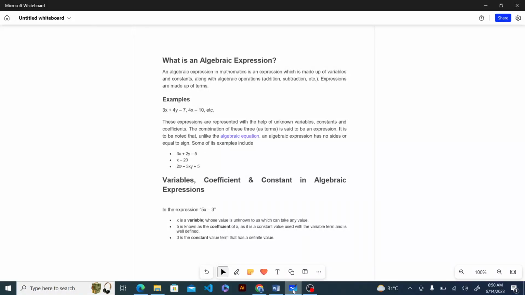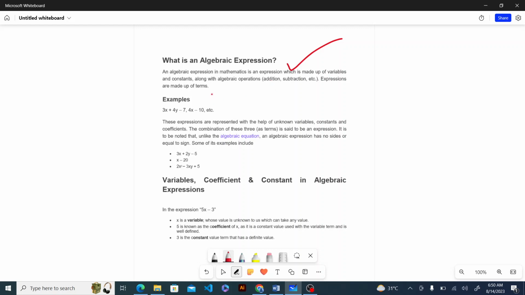Today's topic is algebraic expressions. So first of all, we'll see what is an algebraic expression. Let us see the definition first. An algebraic expression in mathematics is an expression which is made up of variables and constants along with algebraic operations like addition, subtraction, multiplication and division.